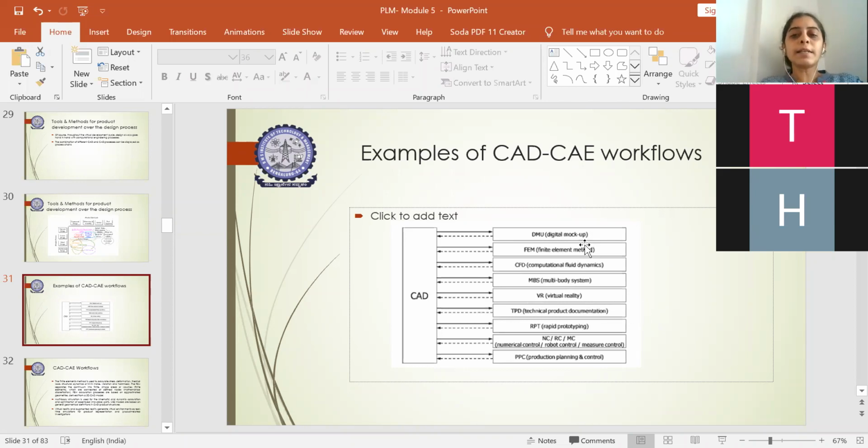Once the design is ready, analysis is ready, simulation is ready, and you have embedded it into a virtual environment and stored the documentation, you have to create the product virtually and check how it is operating. That is called rapid prototyping, where you use the virtual prototyping concept. Then if you need any controlling unit, either NC, a robotic control, or a measuring control, even that will be embedded into it.